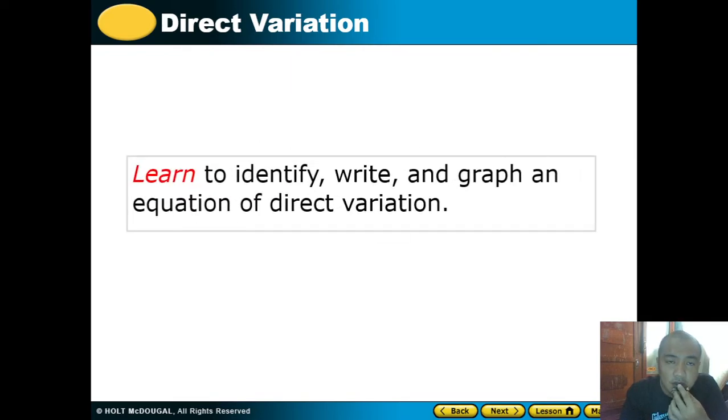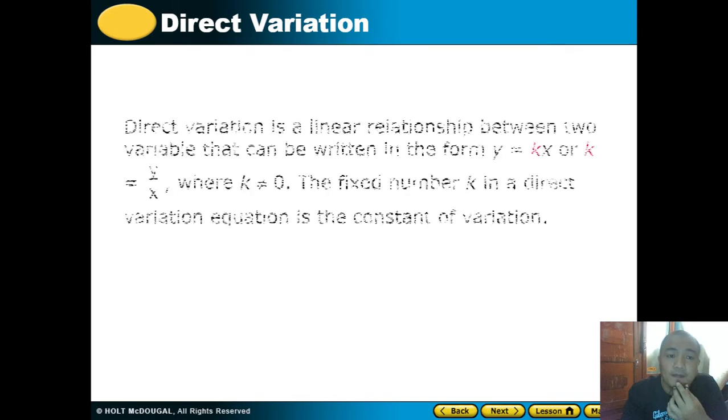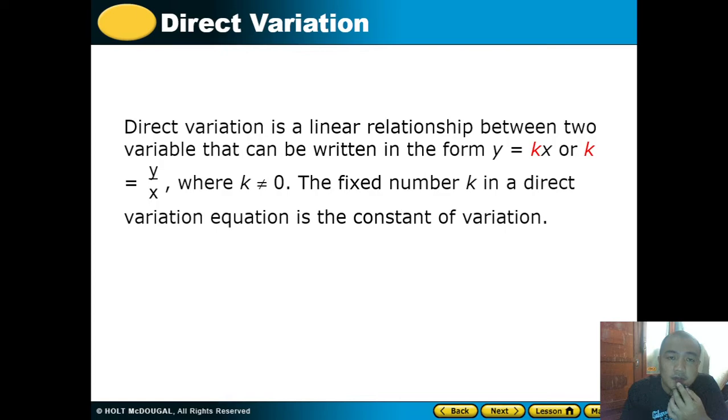In this topic, we will learn to identify, write, and graph an equation of direct variation. These are the vocabulary we're going to meet along the way: direct variation and constant of variation. So here's now the definition of direct variation. It is a linear relationship between two variables that can be written in the form y equals kx or k equals y over x, where k should not be equal to 0. The fixed number k in a direct variation equation is the constant of variation.